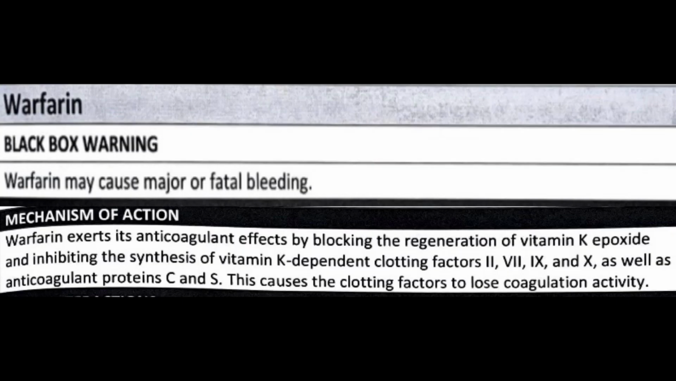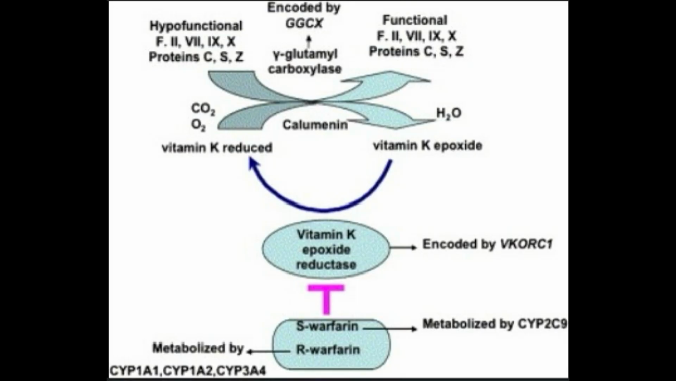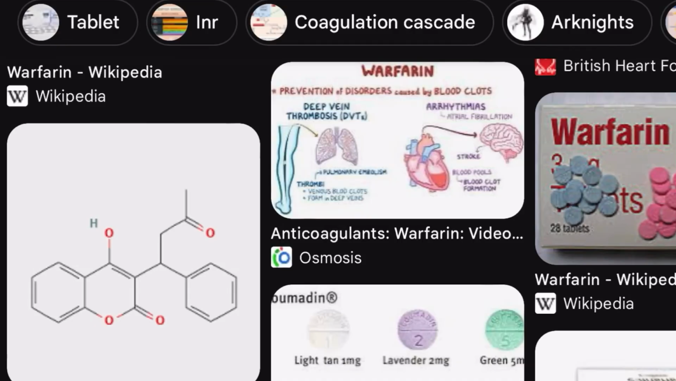Next we have warfarin. It's going to block the regeneration of vitamin K epoxide, causing a decrease of clotting factors 2, 7, 9, and 10, as well as the proteins C and S. It does have a narrow therapeutic index, so you definitely want to monitor their levels. You really monitor the patient by their INR level.